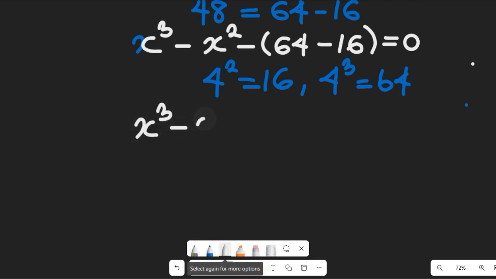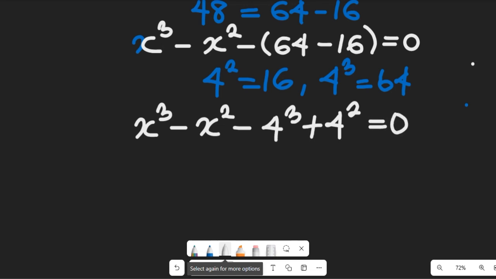So if I change that, I'm going to have x to the power of 3 minus x to the power of 2, right? And this is going to give me minus 4 to the power of 3, and minus minus will give me plus 4 to the power of 2, and this will be equal to 0.